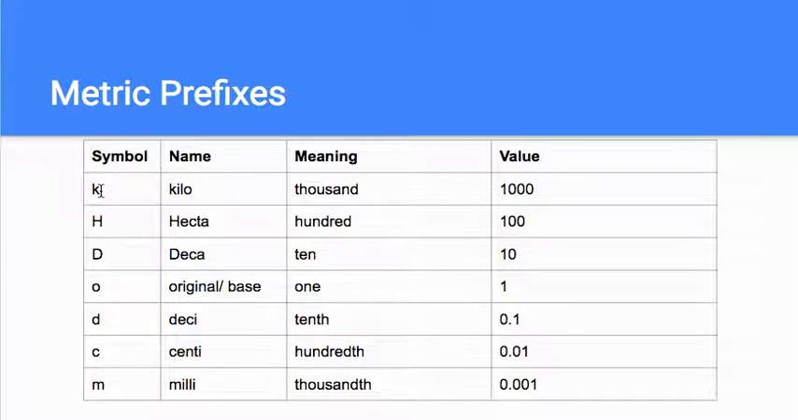The only ones that you actually want to have memorized are kilo, which means 1,000, centi, which means 100th, 0.01, and milli, which means 1,000th, which is 0.001. I do want you to have this table copied into your notes, so you may need to pause this video for a moment so that you can finish that up.